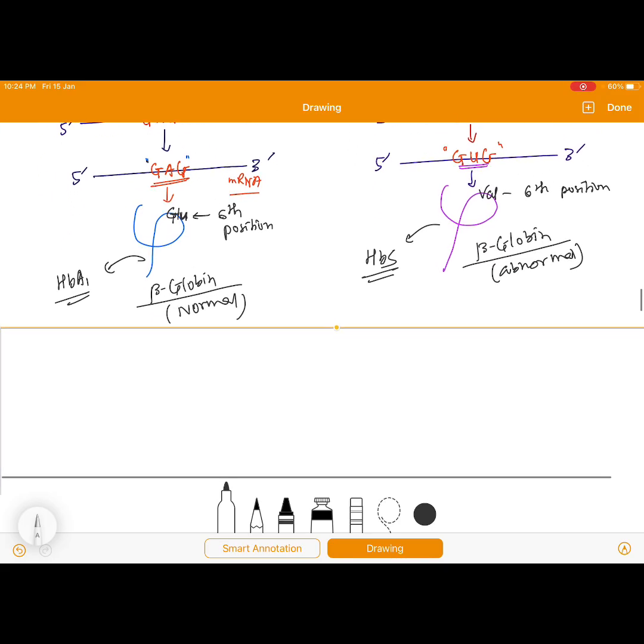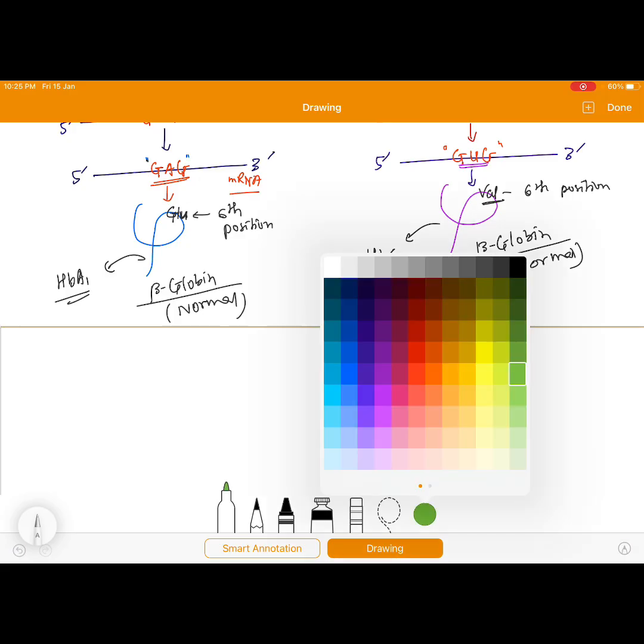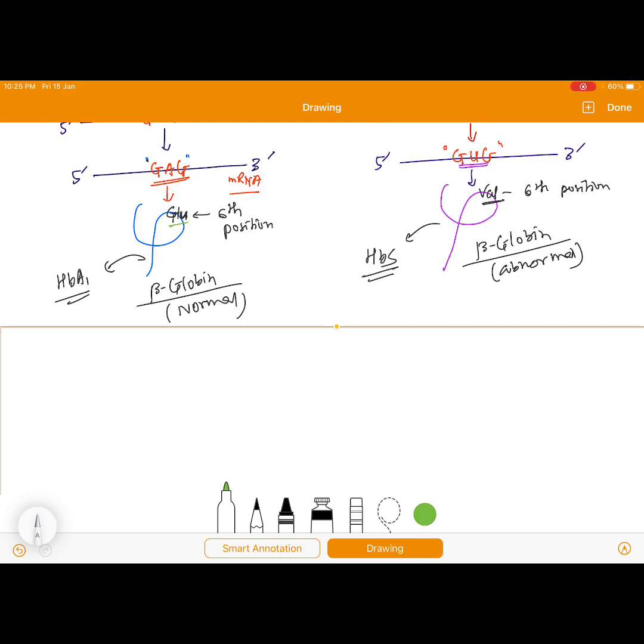Why does this beta globin with valine at the 6th position give you the HbS, and why does the beta globin with glutamic acid at the 6th position give you normal hemoglobin? What is the change? Now if you consider the nature of these particular amino acids, glutamic acid is a polar amino acid, and valine is a non-polar amino acid.